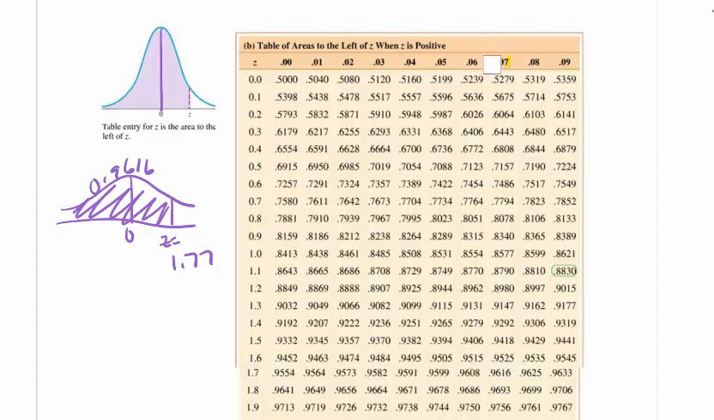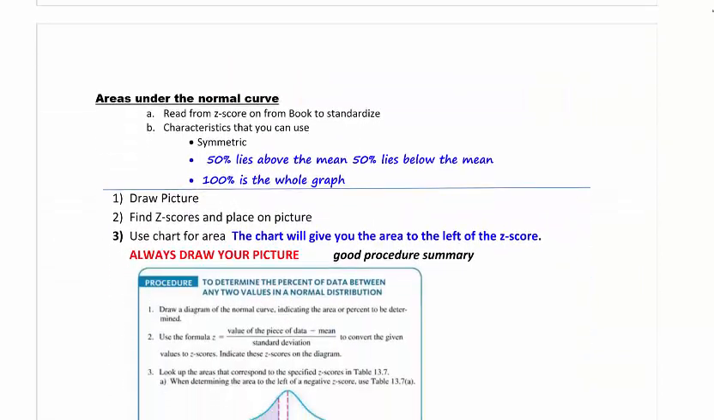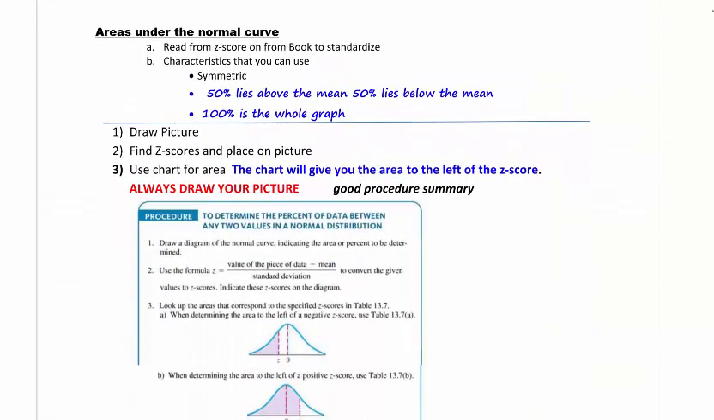Pause it, rewind it anytime you need to. When you are doing these problems, these are the steps that you're expected to do. Area under the normal curve, you read from the z-score on the book to standardize it. Characteristics, we always know it's symmetric. 50% lies above the mean, 50% lies below the mean. This is always, always true. You can use these for every single problem.